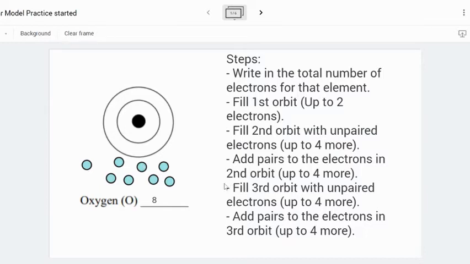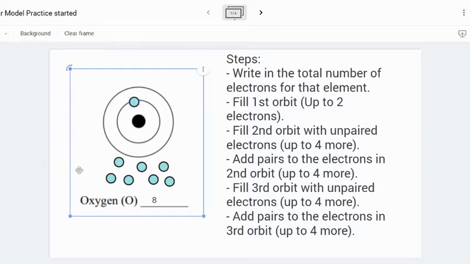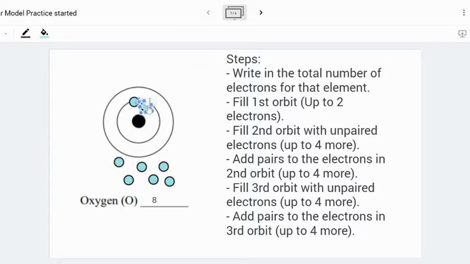Okay, fill the first orbit with up to 2 electrons. So I'm going to drag 2 of my electrons. I put the first one at the top, and then there's only room for one more. That second one is going to pair up with the first. Now my first energy level, or first orbit, is full.